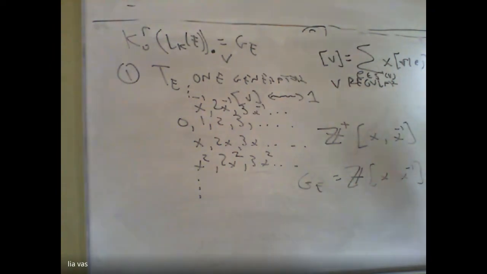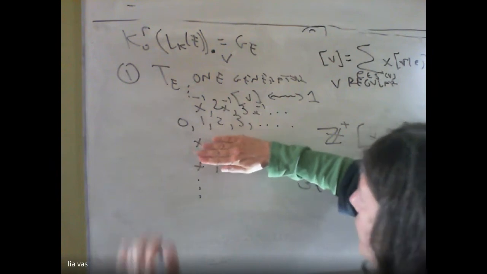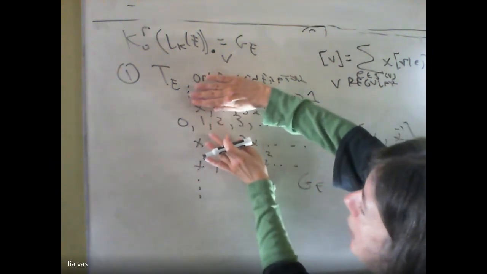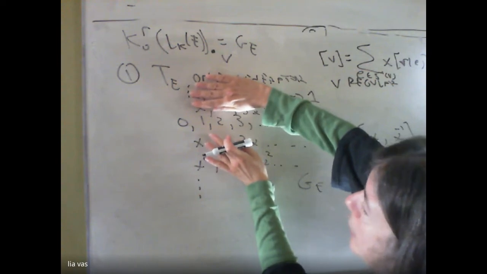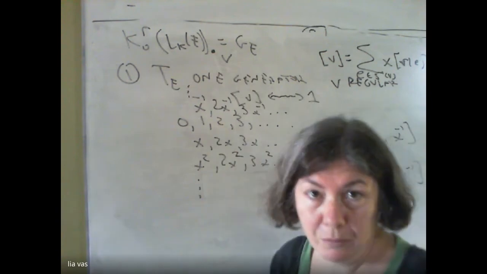So you remember how it was before. Before, we didn't have any of these x's, right? Because there is no action. So your good old K0 was just the integers, because your monoid was just the non-negative integers, and then the whole thing was just the integers.